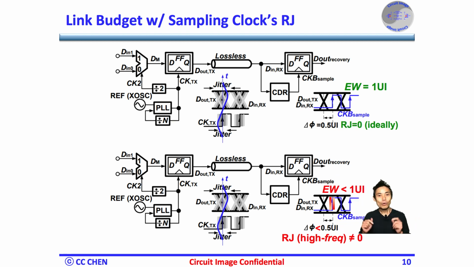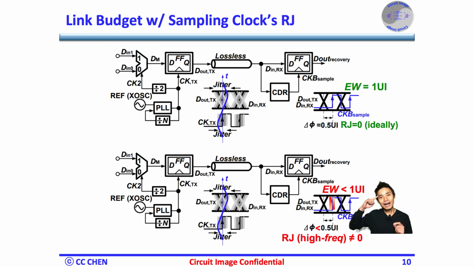Therefore, we must watch out for the intrinsic RJ from the RX sampling clock itself, especially the high frequency RJ due to the VCO, other sources from the PLL, or the clock distribution buffers, since those high frequency jitter cannot be tracked by the CDR to reduce the phase error. Is that all or something else?